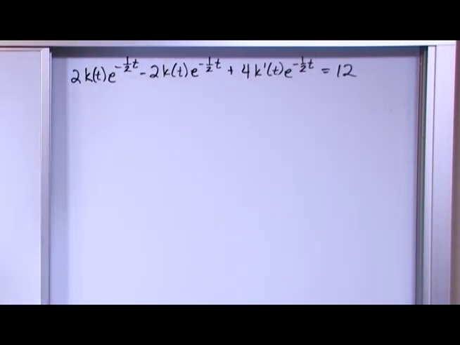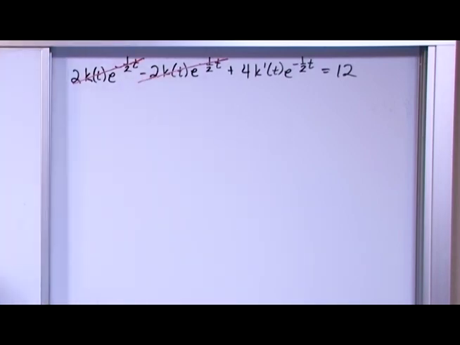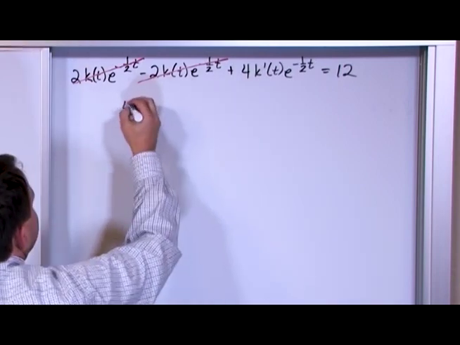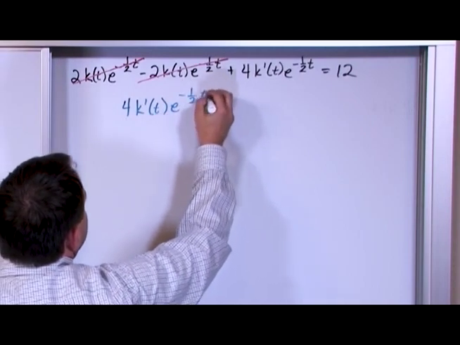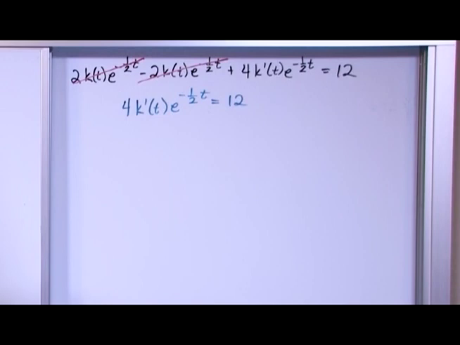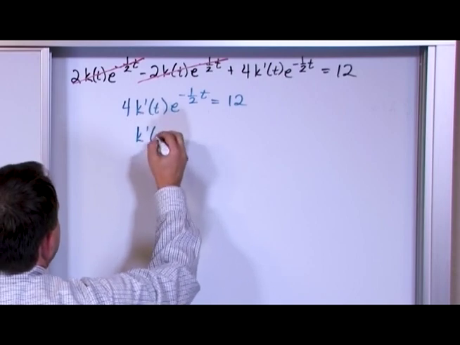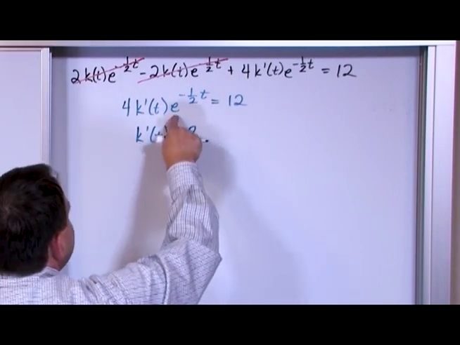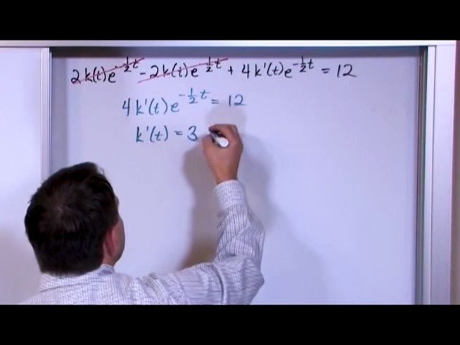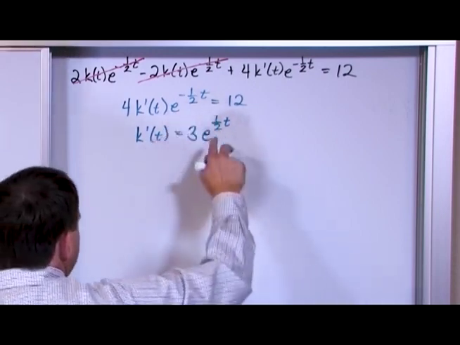Now here in the variation of parameters you get this magical cancellation. If you go back to variation of parameters, you'll remember that. This entire term cancels with this entire term. So everything is suddenly a lot easier. What you have left over is 4 times k prime of t times e to the minus 1 half of t is equal to 12. And so in order to solve this, we need to solve for k prime of t. K prime of t is equal to 12 divided by 4, which is 3. Let's move e to the minus 1 half t over here. Now when we divide, it's going to become e to the positive 1 half t, because you can think of it as 1 over e to the minus 1 half t, which flips the sign of the exponent.